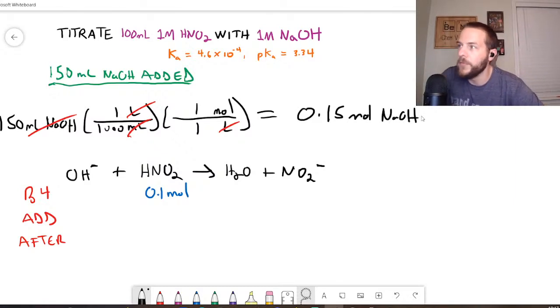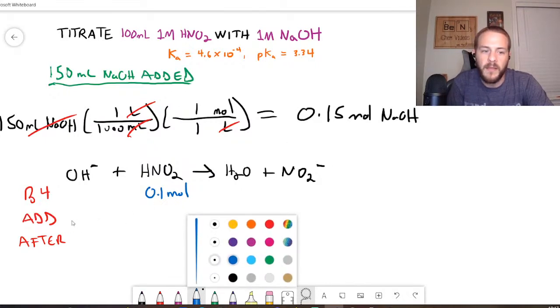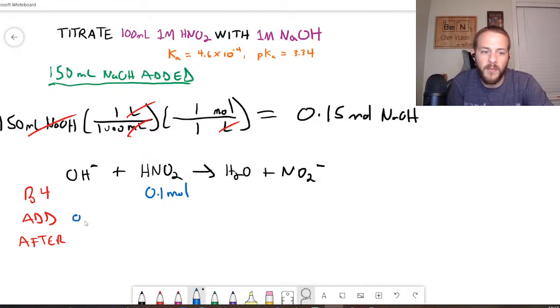0.15 moles of it. We're going to take that number. That's going to be the addition here, 0.15 moles. So as you can see, just like in the previous examples, we have more than enough of our hydroxide here to consume all of our HNO2. It's going to convert all of that HNO2 into its conjugate base, right? So we end up with 0.1 moles of that.